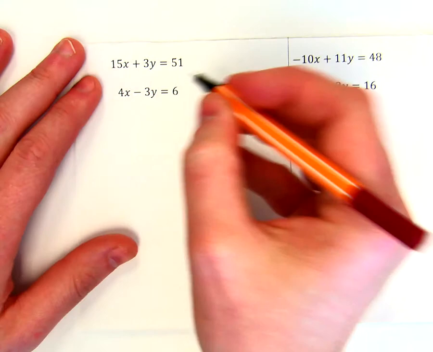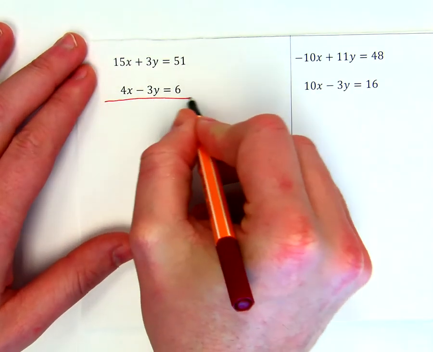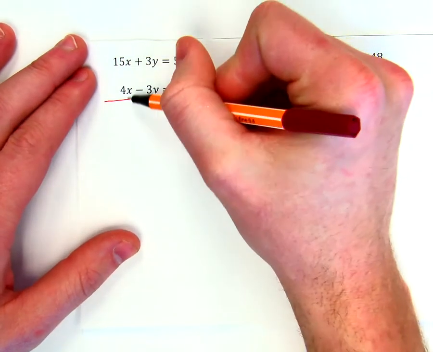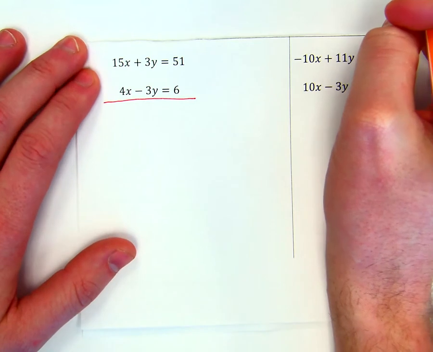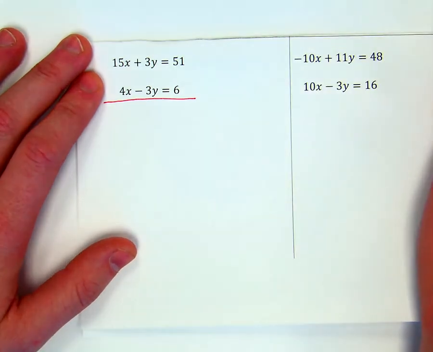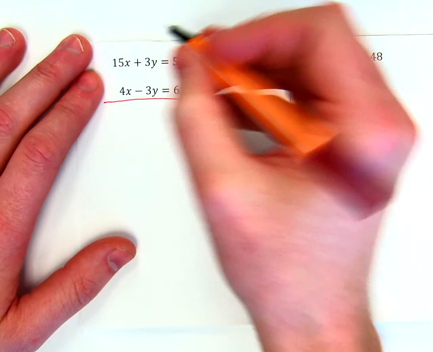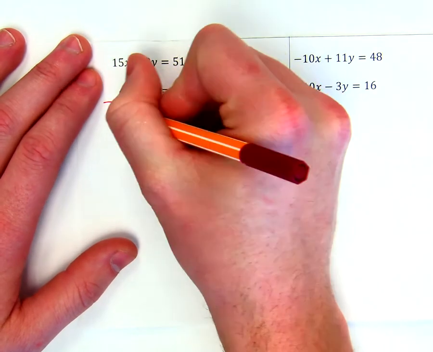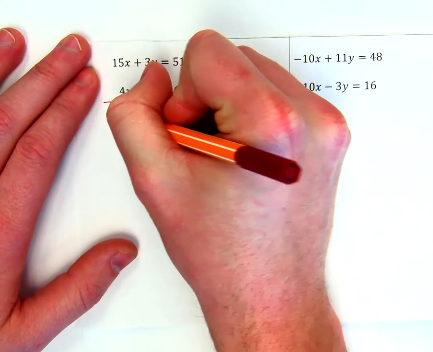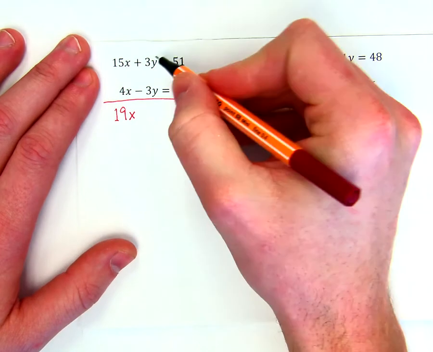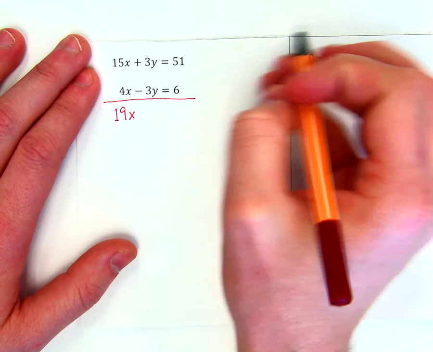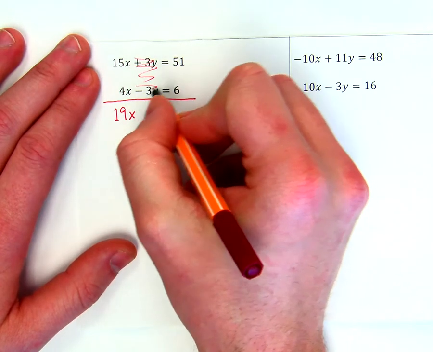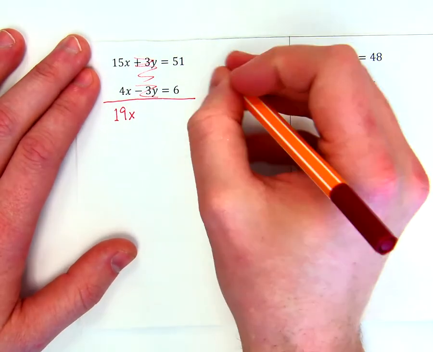Example 3 follows all the same routines as the previous examples. We do have our like terms lined up, each with their own column, so we're just going to add going down, or do what the signs tell us to do going down. 15 combined with 4 x's is going to leave us with 19 x's. Positive 3y and minus 3y are going to cancel out to 0. So y is the variable that has been eliminated.